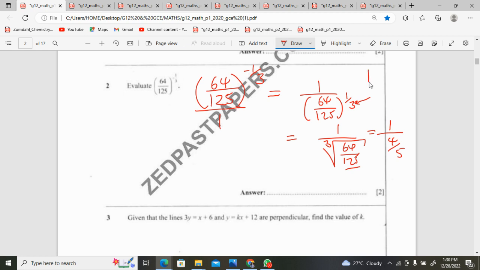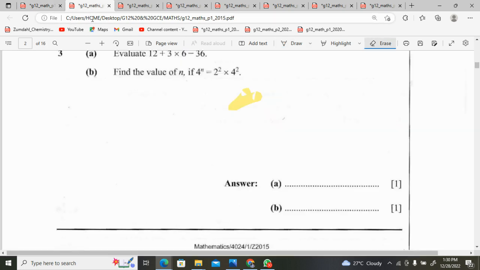So the 1, this division sign, I can write it like this. Then we're going to have 4 over 5. We can swap this into multiplication to be 5 over 4. Therefore, the answer is 5 over 4. So that is going to be it. Let's consider also here.